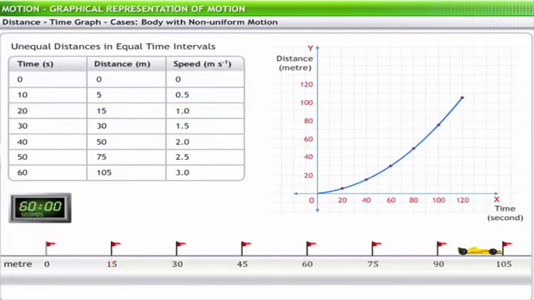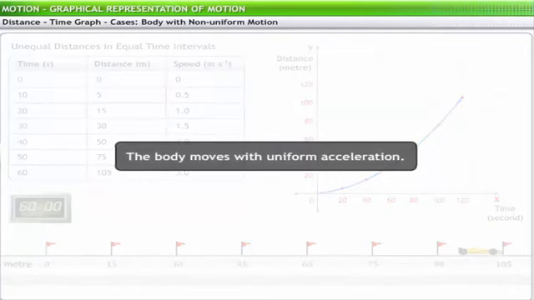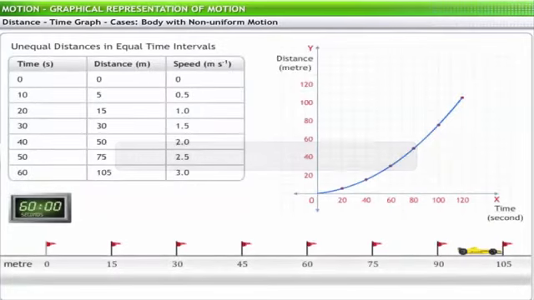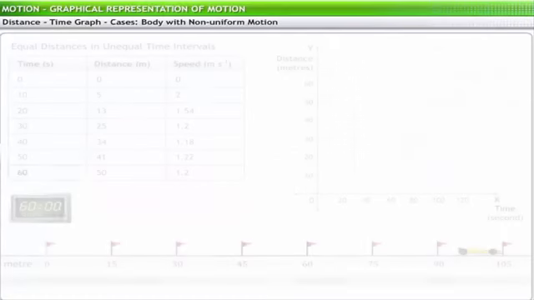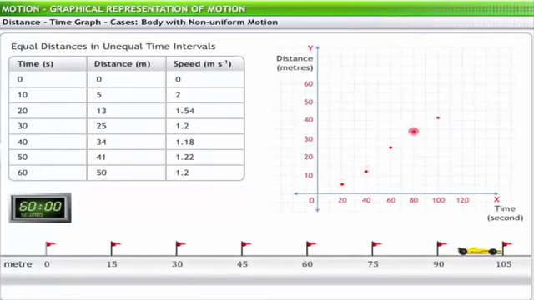We observe that the speed of the body increased with time at a constant rate. Hence, we can say that the body moves with uniform acceleration. Thus, for a body with uniformly accelerated motion, the distance time graph is in shape of a parabola. Now let us consider a body moving unequal distances in equal time intervals. As you can see, a graph plotted based on the data provided again shows a curve.